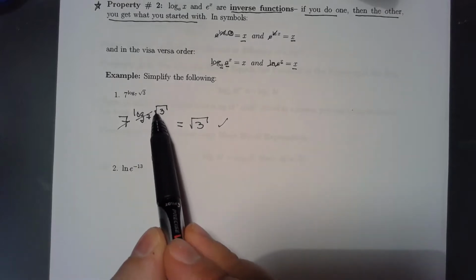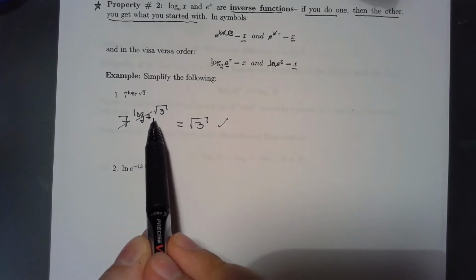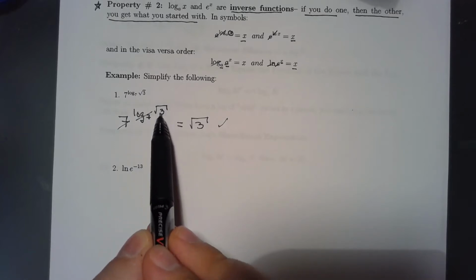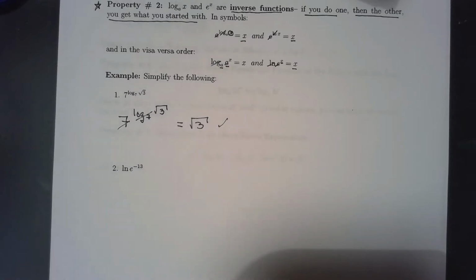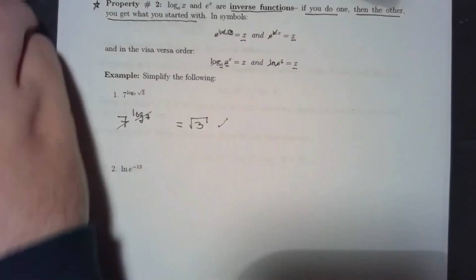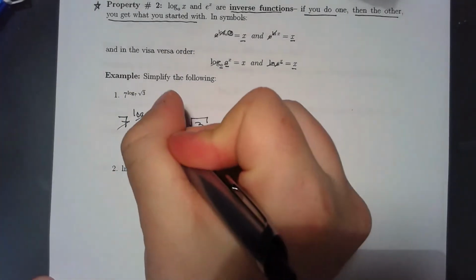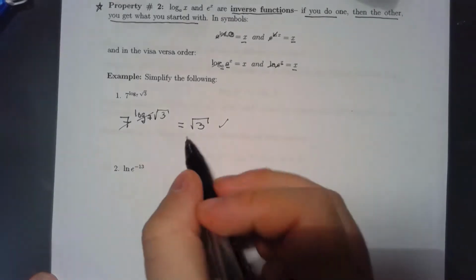It doesn't matter that this thing is up here. This is a logarithm base 7 of the square root of 3. All right, this square root of 3 is being put into this. This is not a power here. If I wrote that a little too high, this square root of 3 is going into this logarithmic function.